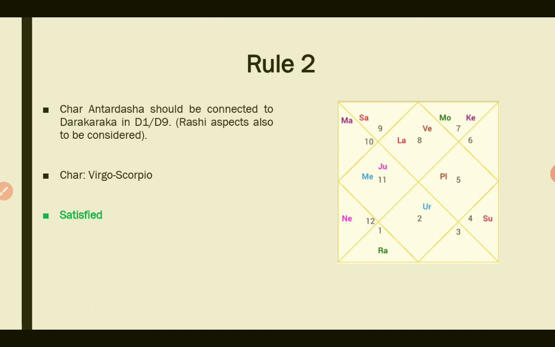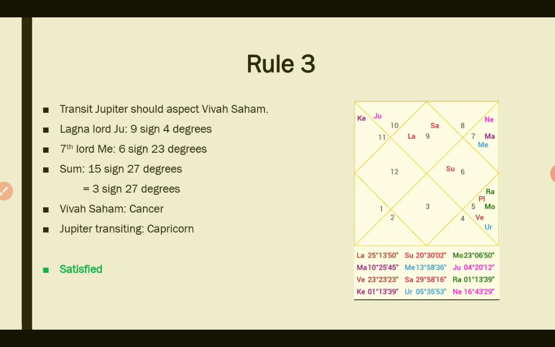So you have to check both. In this case, we are finding the connection between the Chara Antardasha with the Darakaraka in D9. So let us move to the next rule.